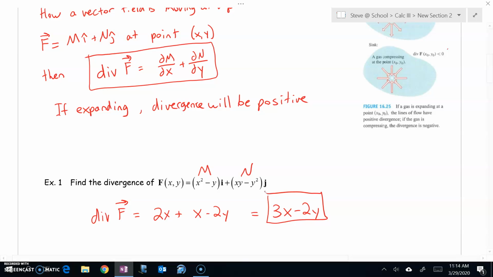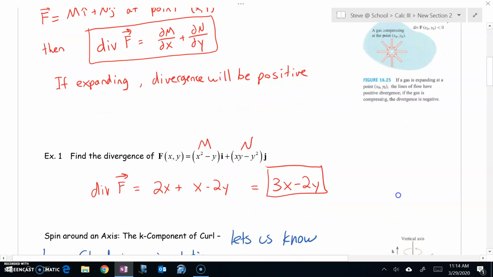So again, today we're going to start slow. We're going to learn about divergence and the k component of curl, and then we're going to stop. That's all I'm going to teach you today. Tomorrow we'll get into Green's theorem. This will be used to change our flux integral into a double integral, as opposed to a line integral.